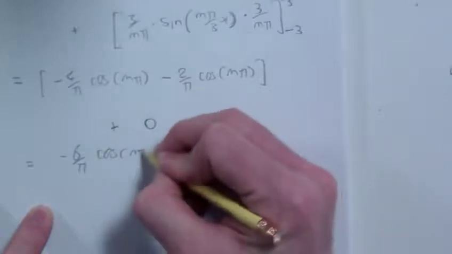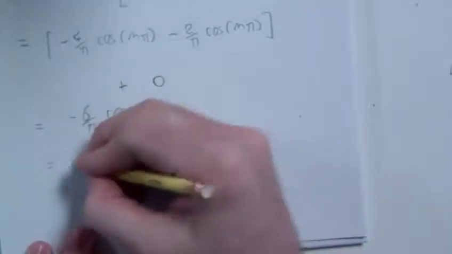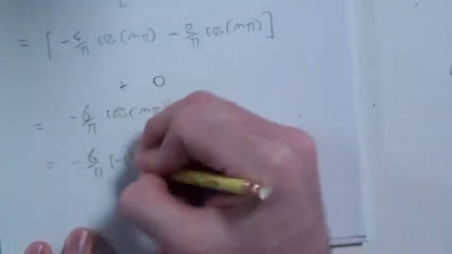cos of m pi. And the nice thing about cos of m pi is it's minus 1 to the m. Because if m is even, cos of 0 is 1, and cos of 2 pi is 1, and cos of 6 pi is 1, because they're all the same answer. Cos of pi is minus 1, cos of 3 pi is back to minus 1 again. And so you'll get minus 1 to the m. Like that. Brilliant.